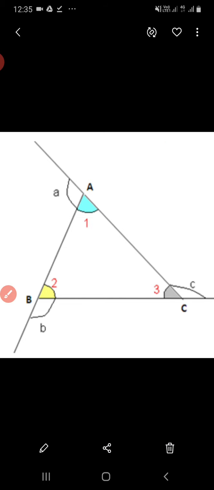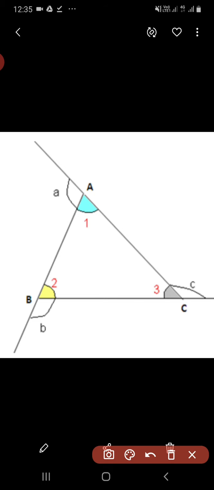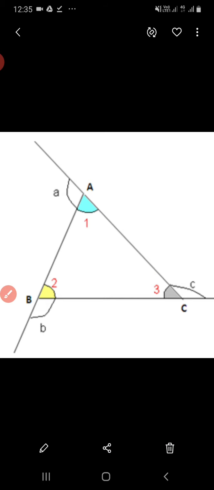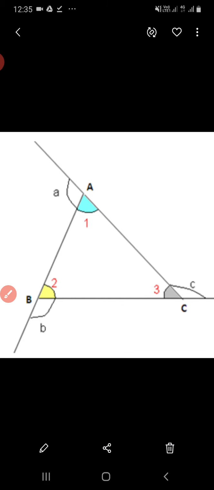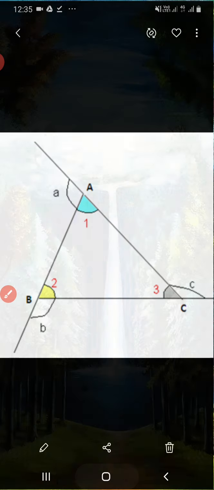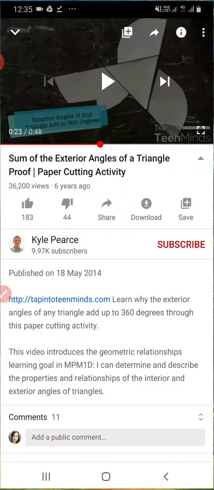And if you want to find the sum of the exterior angles of the triangle, we can see I have marked here angle A, angle B and angle C. These are the three exterior angles of the triangle, and we want to find the sum of these exterior angles of the triangle. For this we will do an activity. So let's see an activity through a video.